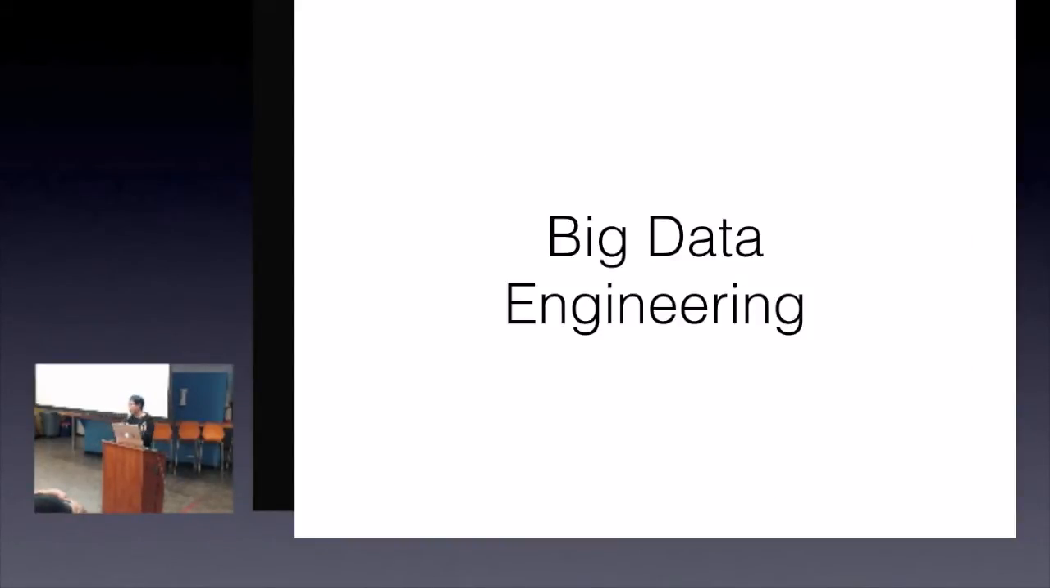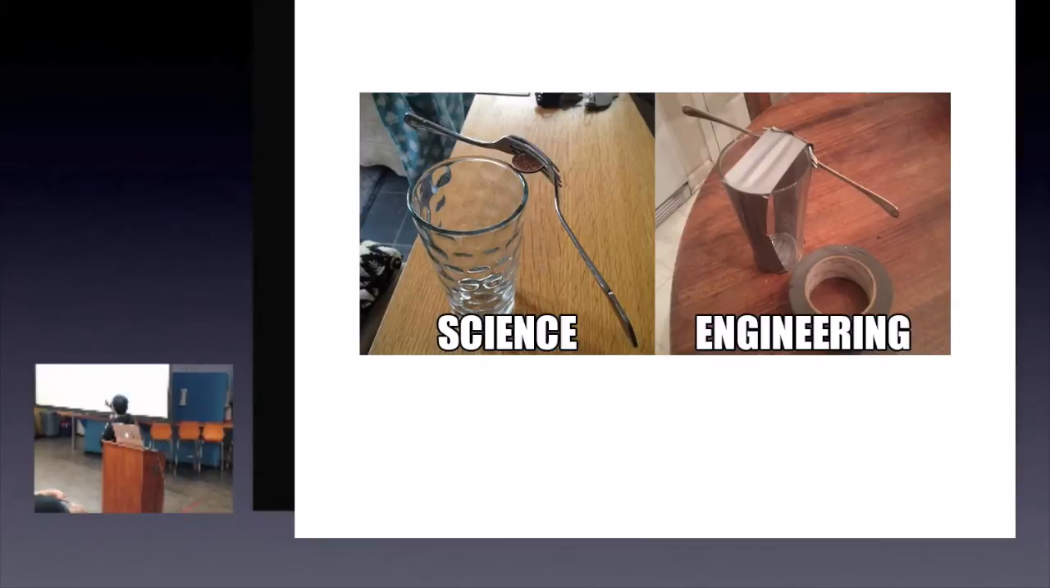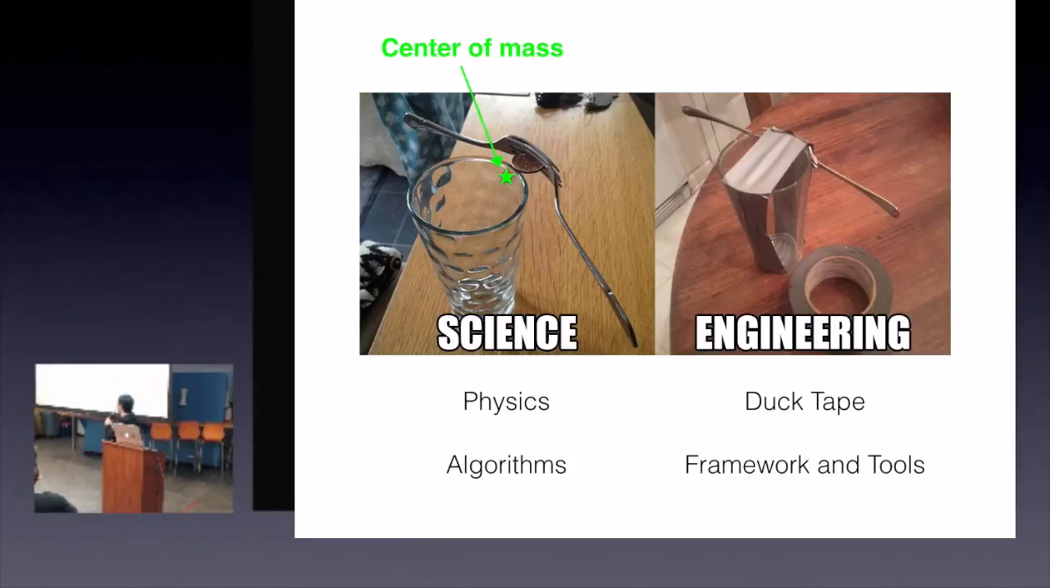So what is data engineering? People think of data engineering and science this way. For example, people think that engineering is using duct tape to glue a fork to a cup. Say your problem is to put your fork on your cup, and science may use a more clever way. Say in this one you have a center of mass there, so it's inside the cup, so it can hold. However, if you think about it the other way, on the left you use physics, on the right you use duct tape, and you can think of the physics underneath as the algorithms. And on the right side, those frameworks and tools can help you quickly glue your fork to the cup.